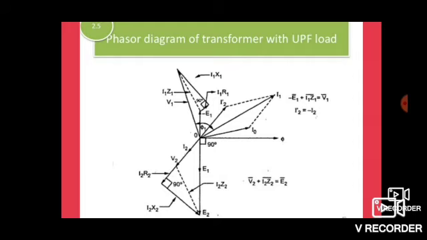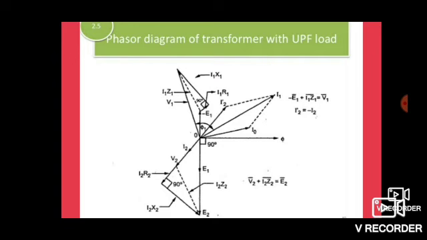Then we have to draw the I1X1 drop, that is the inductive drop, at 90 degrees with the I1R1 drop. The resultant value is called I1Z1, the vector addition of I1R1 and I1X1. The total value of minus E1 and I1Z1 is V1. That V1 has a phase angle of phi 1 with I1.